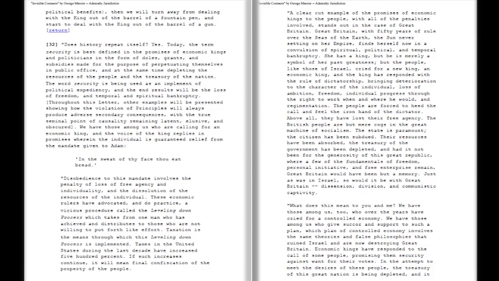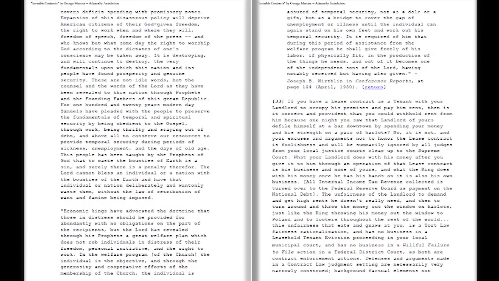What does this mean to you and me? We have those among us, too, who over the years have cried for a controlled economy. We have those among us who give succor and support to such a plan, which plan of controlled economy involves the same theories and false philosophies that ruined Israel and are now destroying Great Britain. Economic kings have responded to the call of some people, promising them security against want for their votes. In the attempt to meet the desires of these people, the treasury of this great nation is being depleted, and it covers deficit spending with promissory notes.